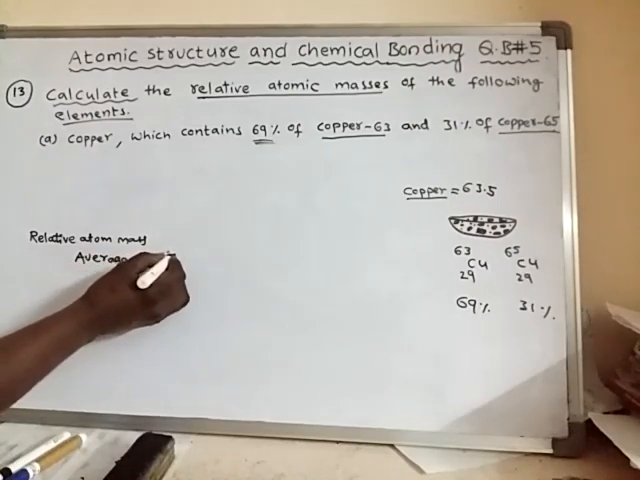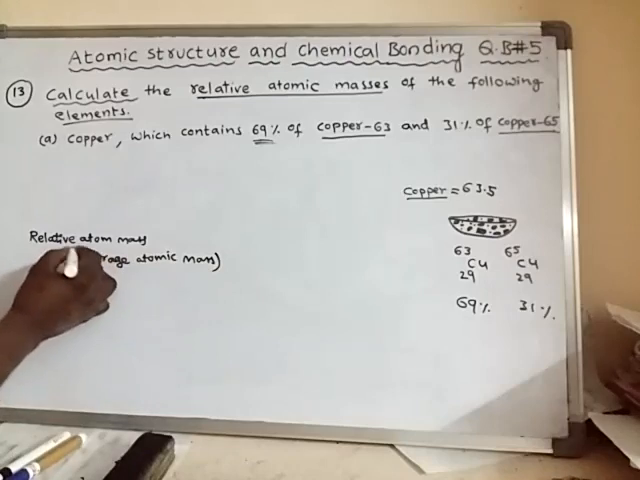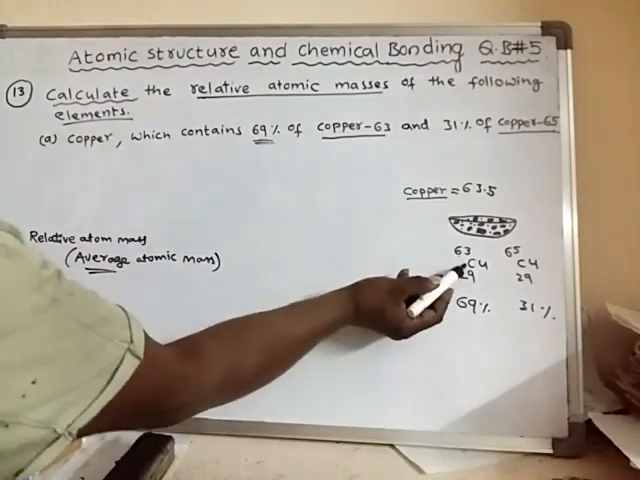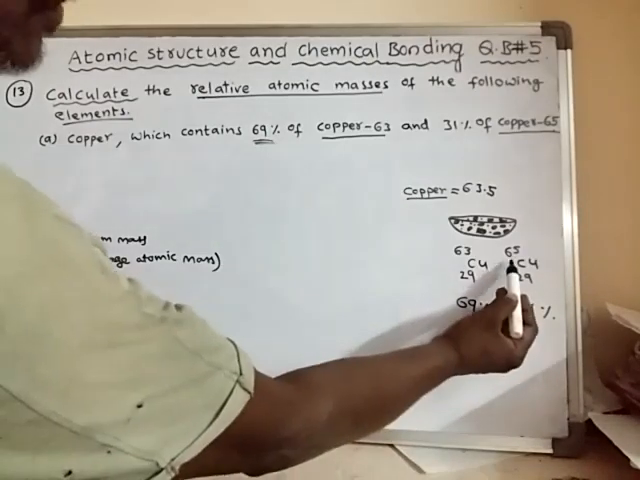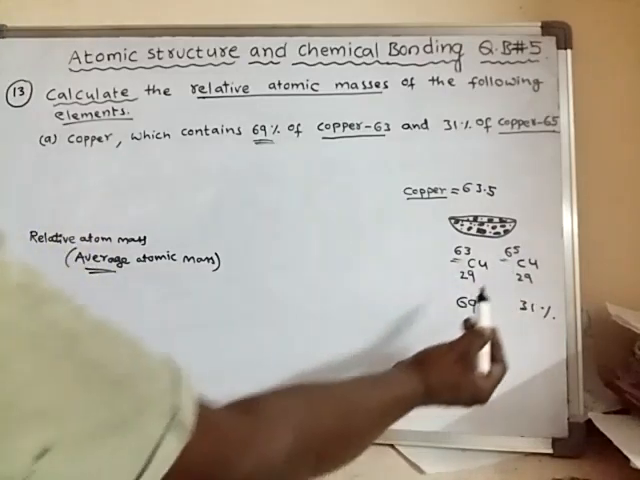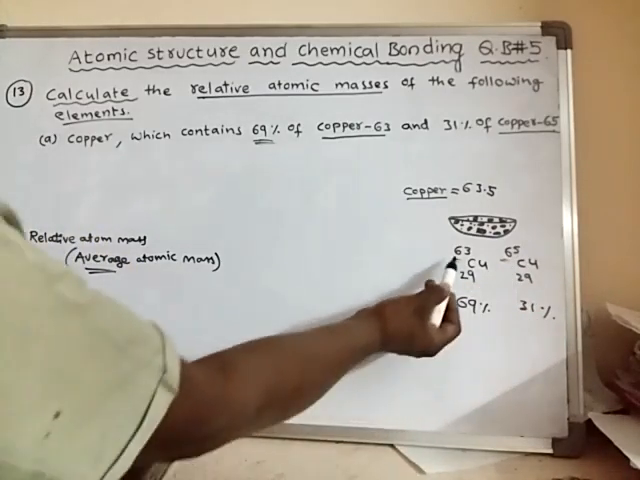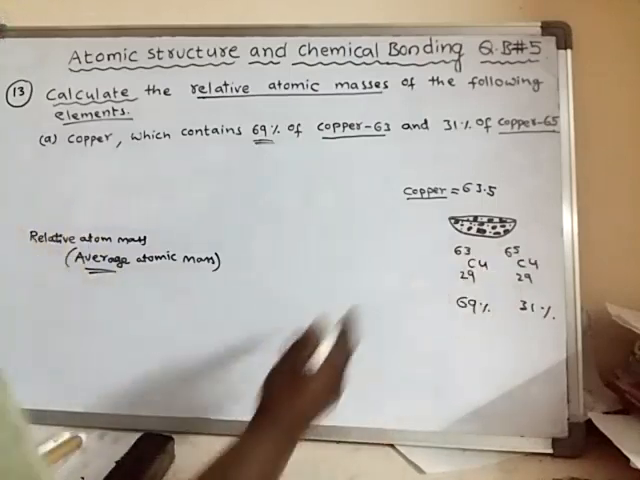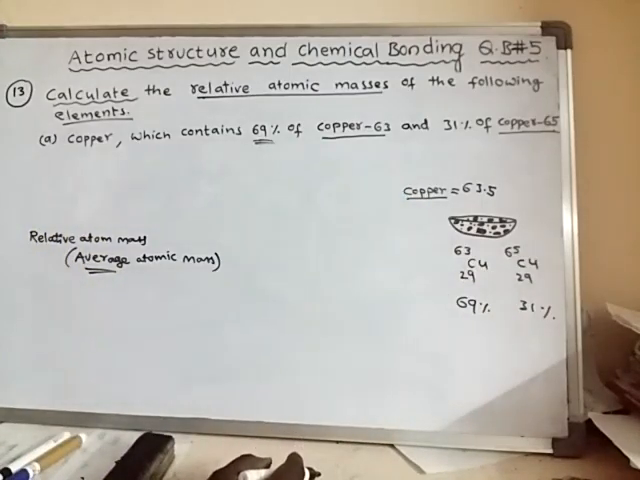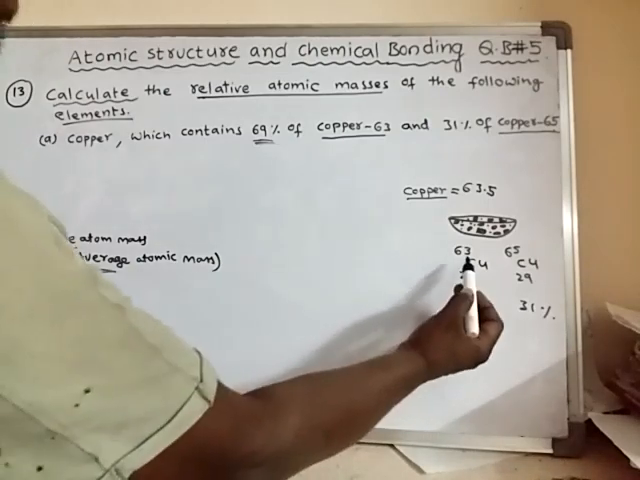Why should we take the average? What is the need of taking an average? Because this is a copper atom and even this is also a copper atom only. These two are isotopes of the same element, copper. If someone asks what the atomic mass of copper is, which one do we take? We cannot take this one as the standard, or this one as the standard. Then how can you express the atomic mass of copper? It can be expressed only by averaging the values of these two.